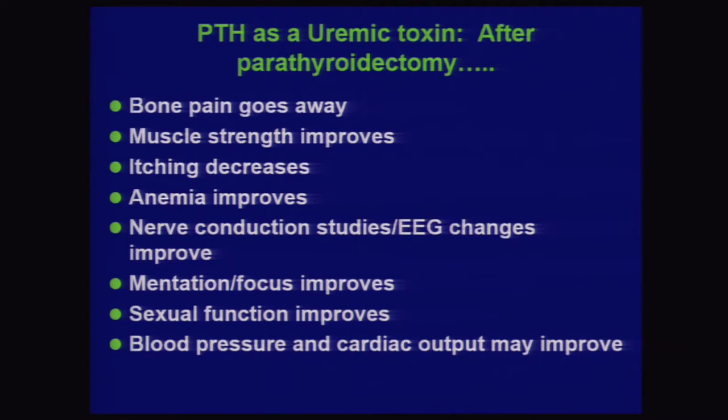PTH is a uremic toxin, and we know that after parathyroidectomy, when we take away the PTH, a number of its toxic effects are also relieved. For example, bone pain dissipates, muscle strength improves, pruritus may go away, anemia may improve, mentation improves, sexual function improves, and sometimes blood pressure and cardiac output may also improve.